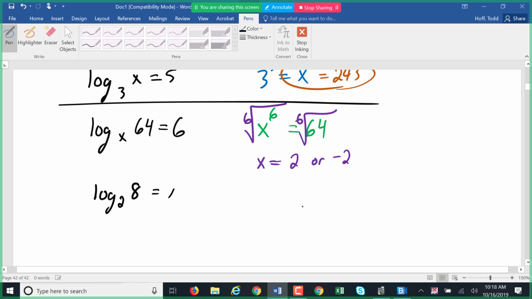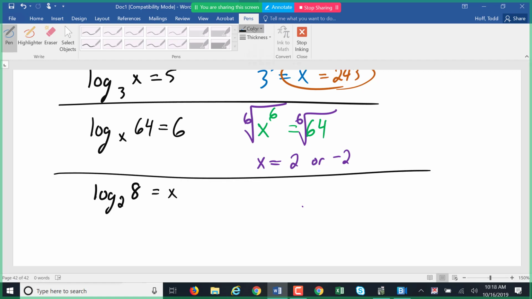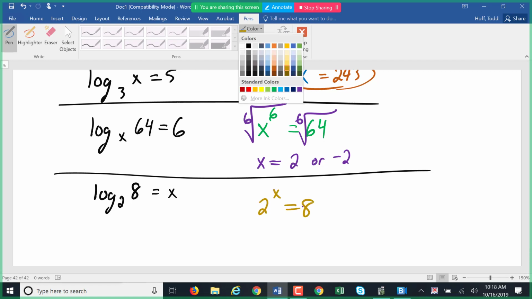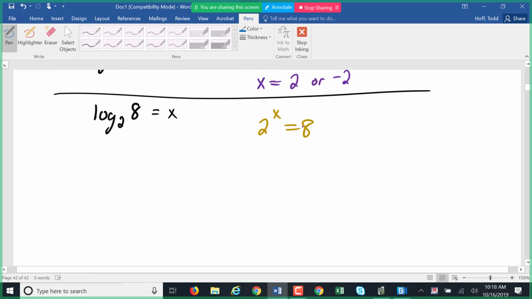Log base 2 of 8 equals x. This is saying 2 to the power of x equals 8. We have to solve this like we did some at the beginning of the hour. We have to turn 8 into an exponent with a base of 2. Well, 8 is 2 to the power of 3. So x equals 3.